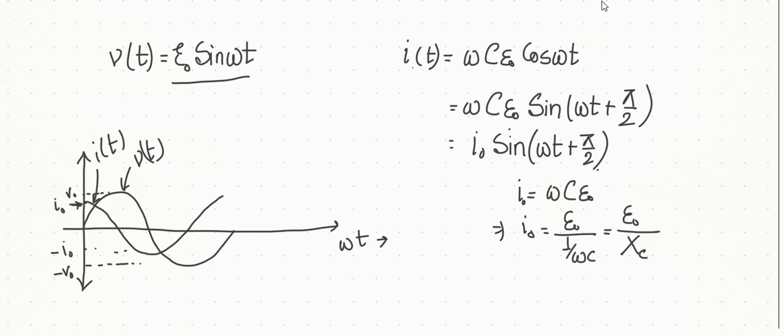If I try to plot it as a phasor diagram, we can do it this way. This is the voltage phasor, which represents the supply voltage, and the current phasor is pi by 2 ahead of it. This is called the phasor diagram, which denotes the phase difference between the voltage applied across the capacitor and the current passing through the capacitor.